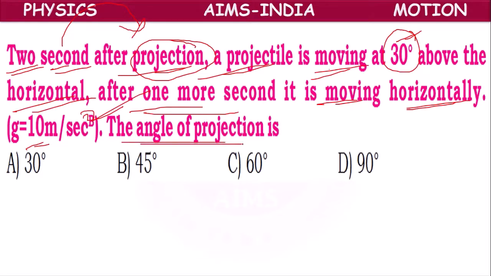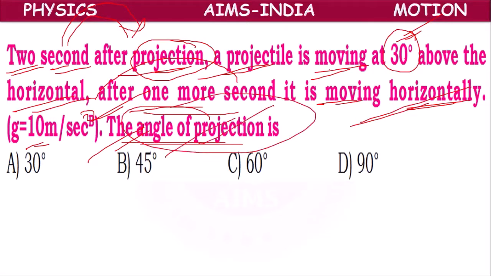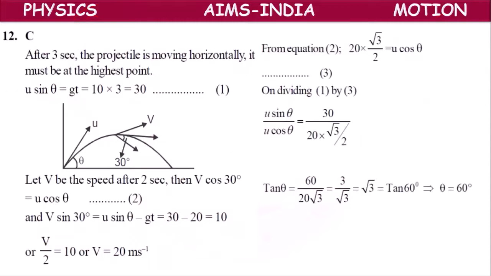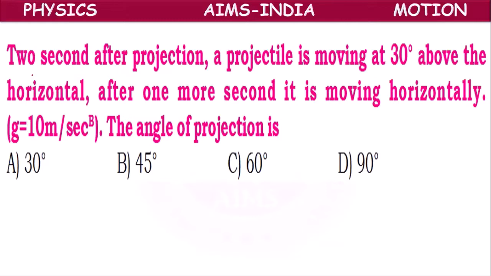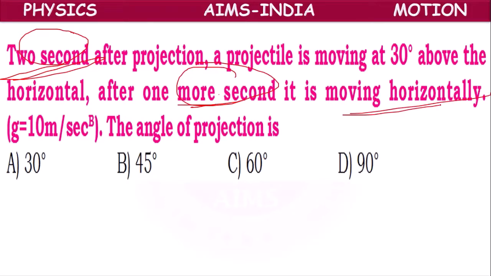Then what is the angle of projection? Initial angle of projection we have to find. Whereas after 2 seconds it is 30 degrees, and after 1 more second it is horizontal. But the beginning angle of projection, how much? That we have to find. So here 2 seconds and 1 more second means altogether 3 seconds. So after 3 seconds it is moving horizontally.